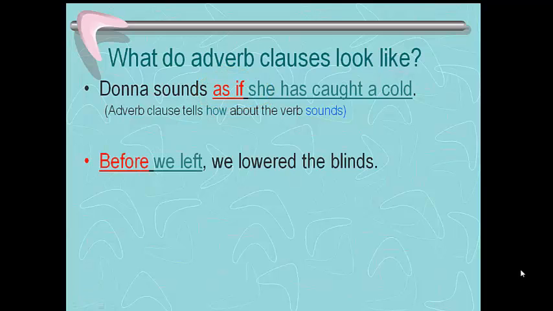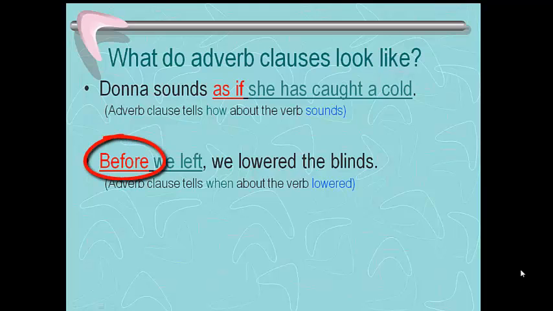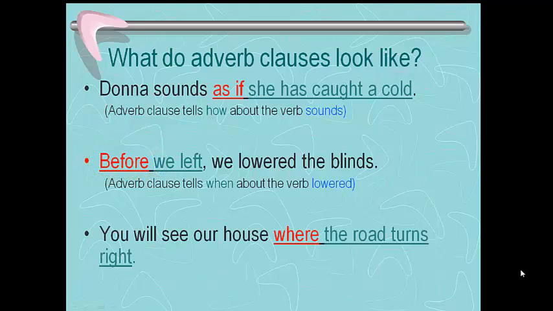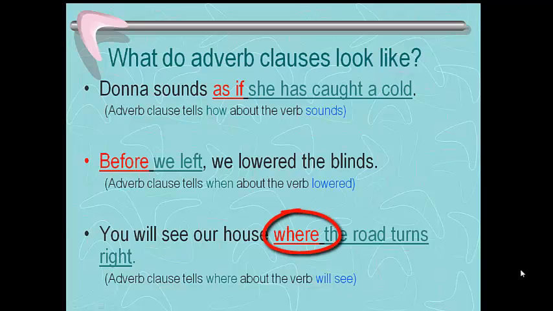Okay, before we left, we lowered the blinds. Your adverb clause, which is underlined, tells when about the verb lowered. Notice your subordinating conjunction before is in red. And then the last example, you will see our houses when the road turns right. The adverb clause tells where about the verb will see. Notice that your subordinating conjunction is in red.